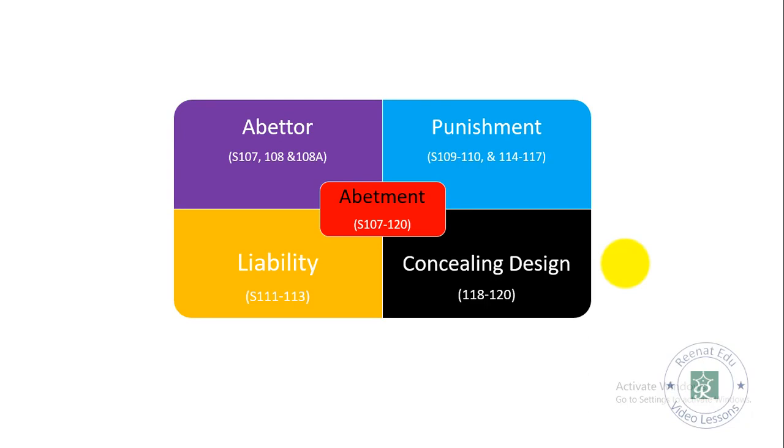Hi guys, today we are going to discuss abetment, which starts from section 107 to 120. So 15 sections. How do you remember all these 15 sections? There should be some backbone to retrieve all these sections by understanding the concept. So these are the four elements. Number one, you need to understand abettor and abetment, and what are the punishments, the liability and consenting design.